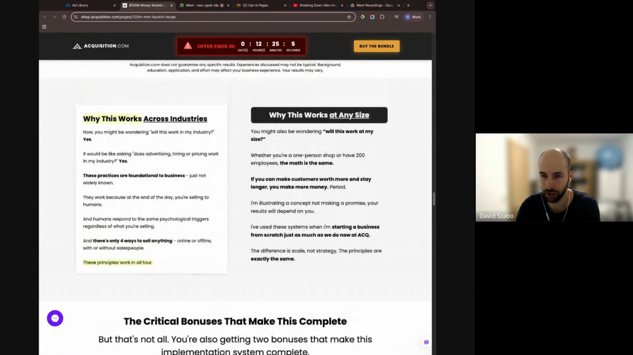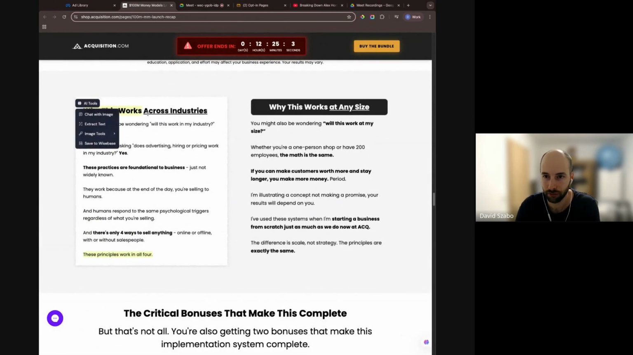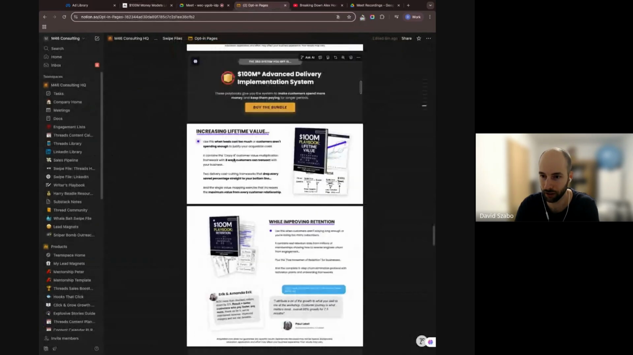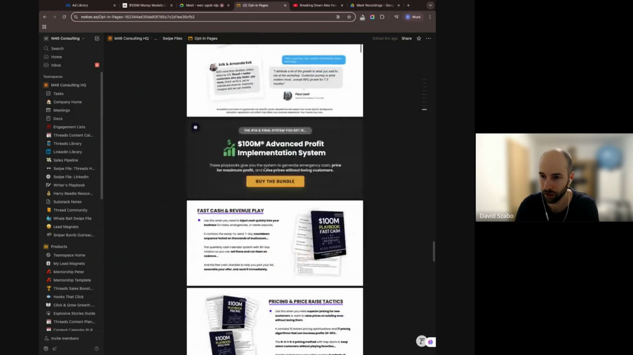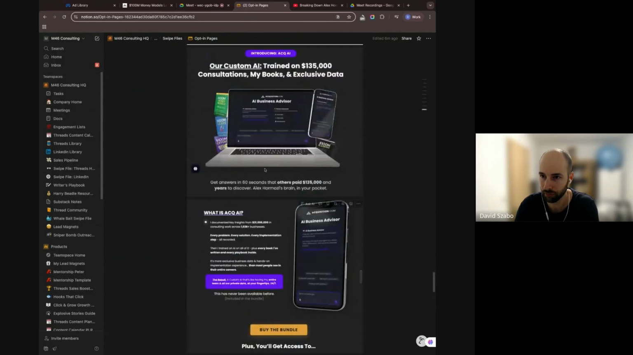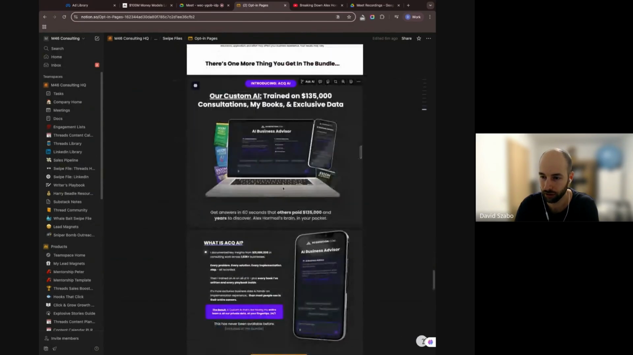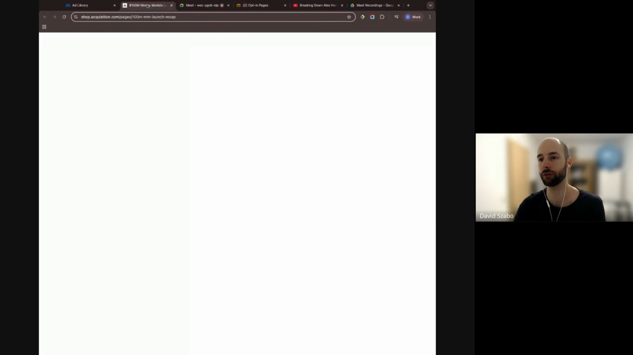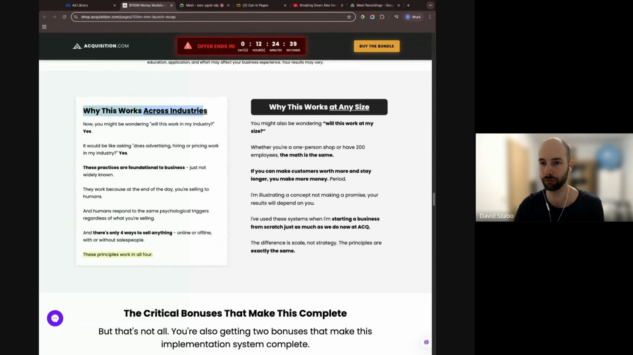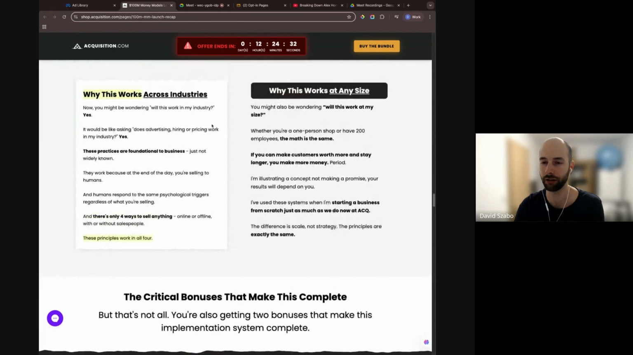So okay, this is interesting: why this works across industries, why this works at any size. This is also something new that he didn't have in the old sales page, because after the delivery system and the profit system, you came to the AI tool. So again, notice the difference compared to cold audiences. He handles objections, why it works, for both these ideal buyer types.